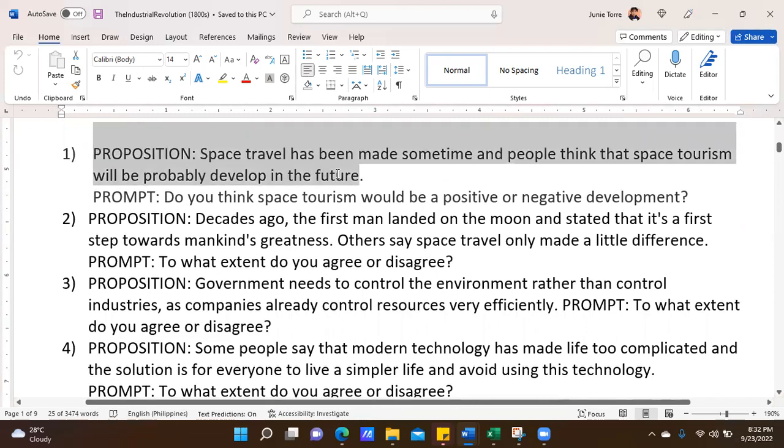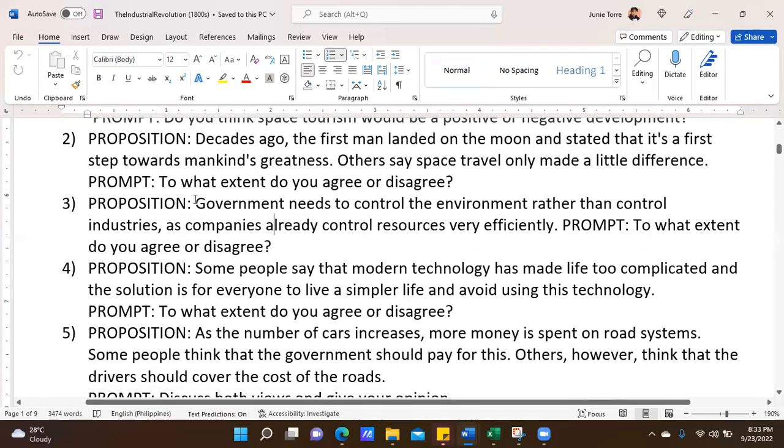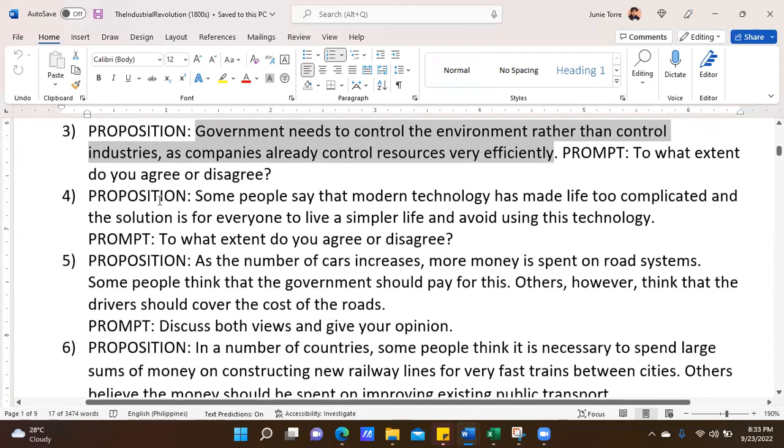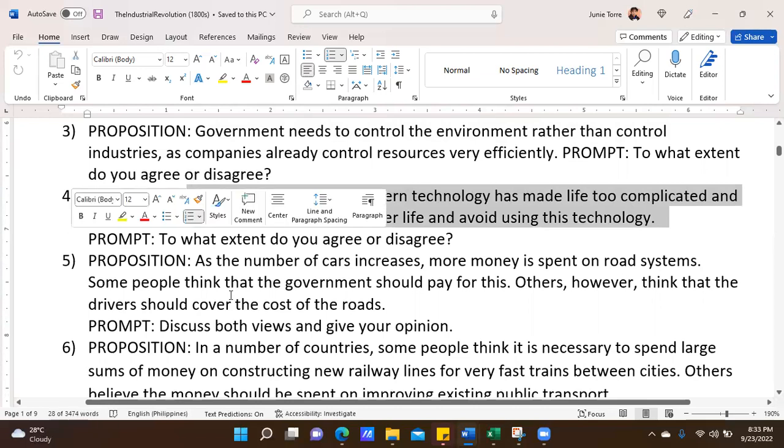Space travel has been made sometime, and some people think that space tourism will probably develop in the future. Decades ago, the first man landed on the moon and stated its step towards mankind's greatness. Others say space travel only made a little difference. Government needs to control the environment rather than control industries, as companies already control resources very efficiently. Some people say that modern technology has made life too complicated, and the solution is everyone to live a simpler life and avoid using this technology. That one came out March of last year.